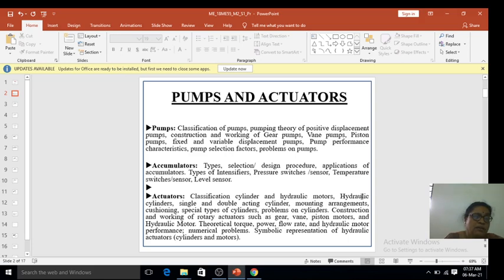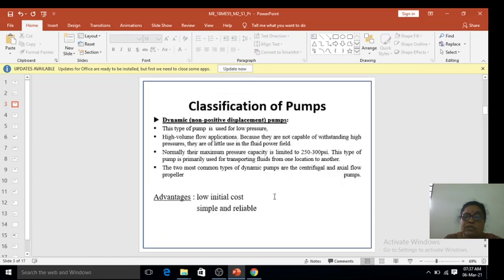Due to the mechanical action, the pump creates a partial vacuum at the inlet, which permits the atmospheric pressure to force the fluid through the inlet line and into the pump. The pump then pushes the fluid into the hydraulic system. Then when it comes to the actuators, here we are going to study about the type, selection, etc.